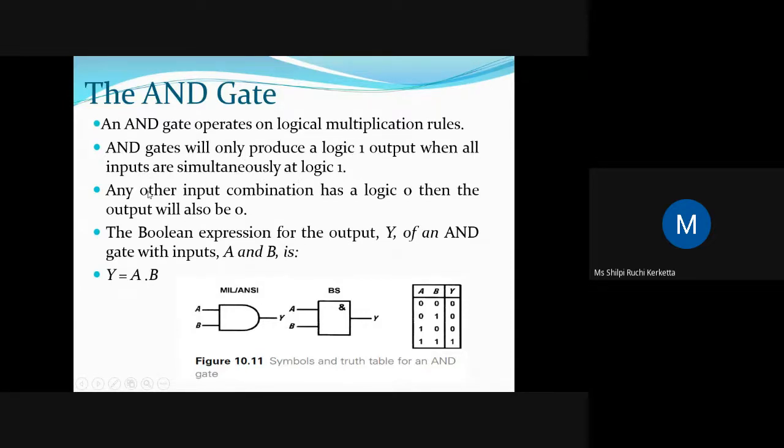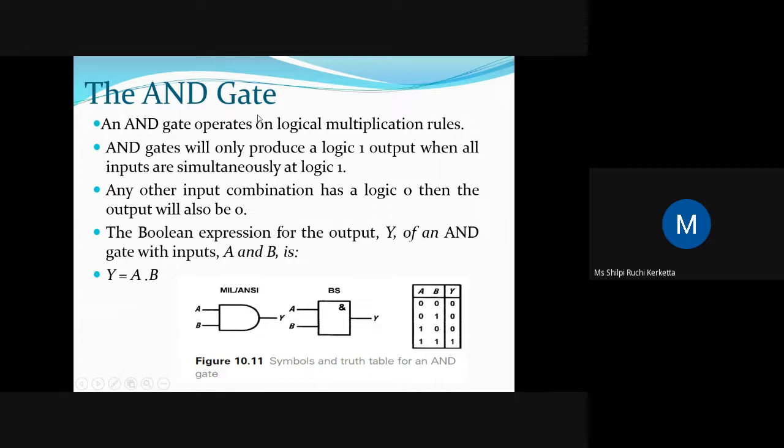Any other combinations as logic 0, then the output will also be 0. So if any one input is 0, then our output is 0. And if all the inputs are 1, then only our output will be 1. Okay. So this is the definition for AND gate.